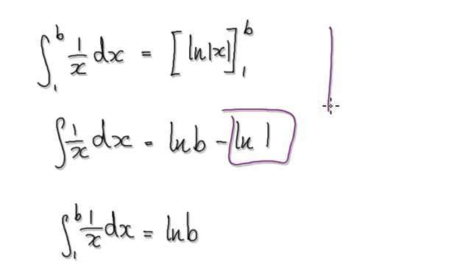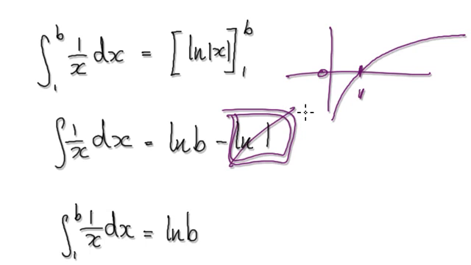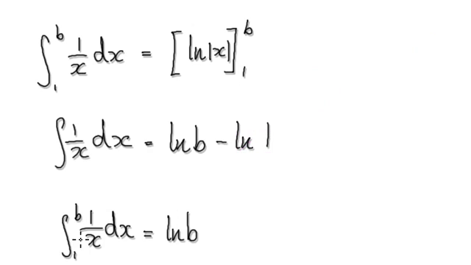This thing here, natural log of 1. Remember, your natural log graph looks like this. This here is 1. So natural log of 1 is actually 0. So this thing here will be 0. So when you integrate it from 1 to b, it will give you this thing here.